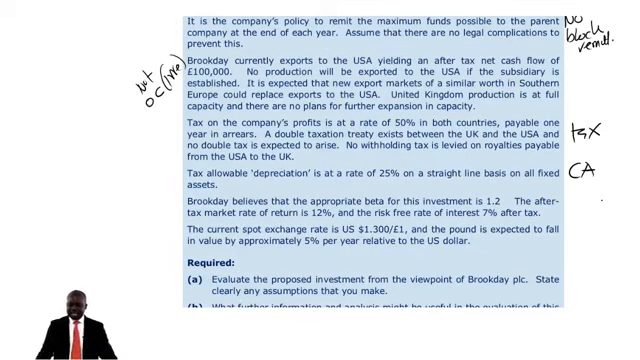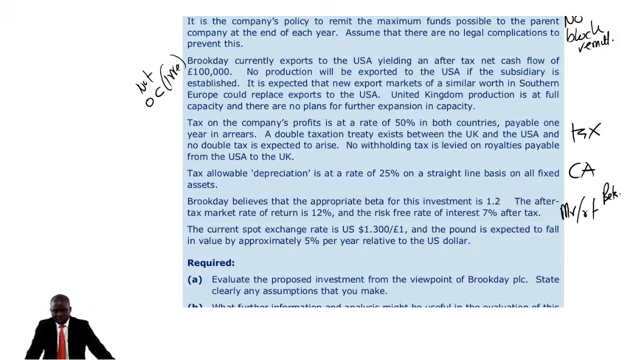Brogdale believes that the appropriate beta for this investment is 1.2. The after-tax market rate of return is 12% and the risk-free rate of interest is 7%. So I will say market return, risk-free, and then what? Beta. That is the paragraph. The current spot exchange rate is $1.3 to £1, and the pound is expected to fall in value by approximately 5% per year relative to the US dollar. This is the exchange rate. Okay, this is the exchange rate. You have to use your own abbreviations and you flow with it.